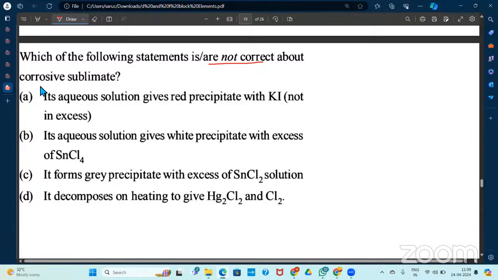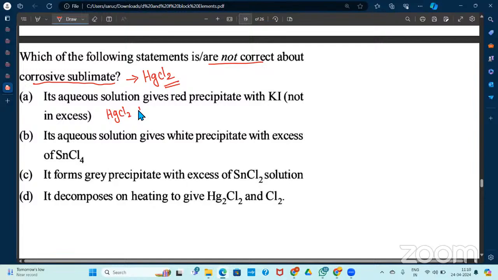Now you must know, what is corrosive sublimate? HgCl2 is corrosive sublimate. Okay. So now when HgCl2 reacts with KI, two times, we will be getting HgI2. So option A is correct.